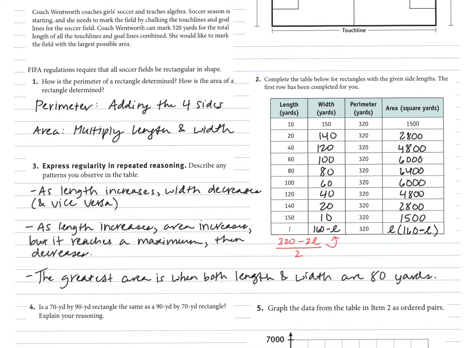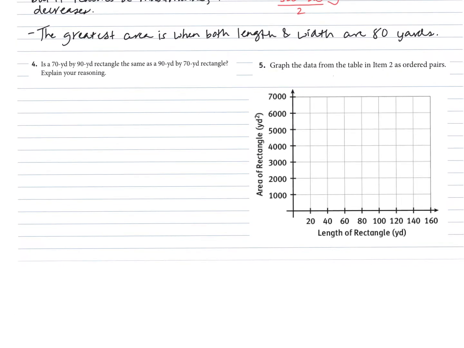All right, let's talk about some of these patterns that I noticed. So I saw that as our length increased, we know our width decreases. We kind of talked about that pattern before. And vice versa, as the width increases going up this way, then the length will decrease. I also noticed that as our length is increasing, our area increases, but then it reaches a maximum point and then it decreases. I also saw that our greatest area, and I'm going to highlight it right here, was when we had both the length and the width at 80 yards. So maybe there's some idea of a square yielding our maximum area that we're going to talk about and get to. All right, let's go ahead and move on to numbers 4 and 5.